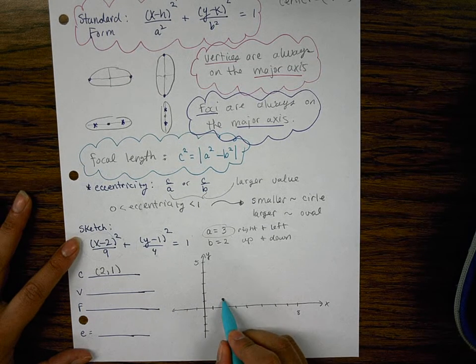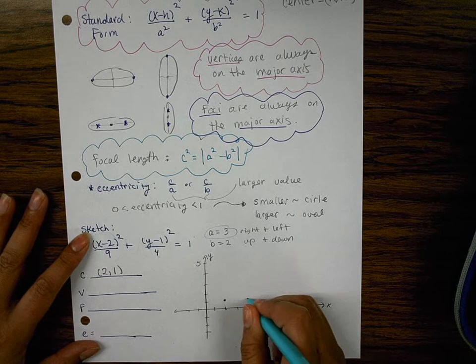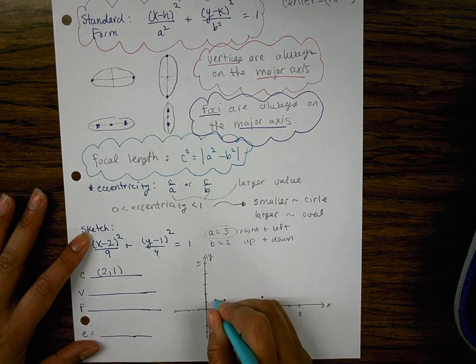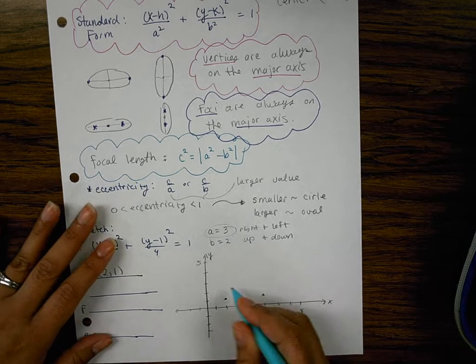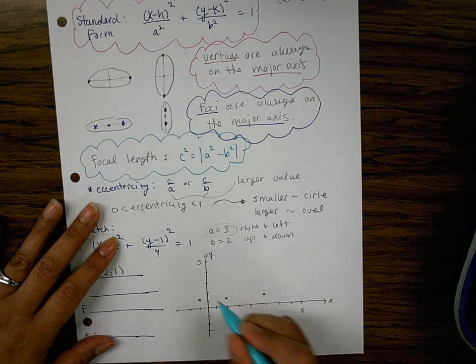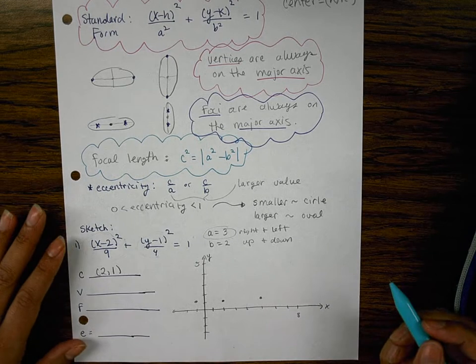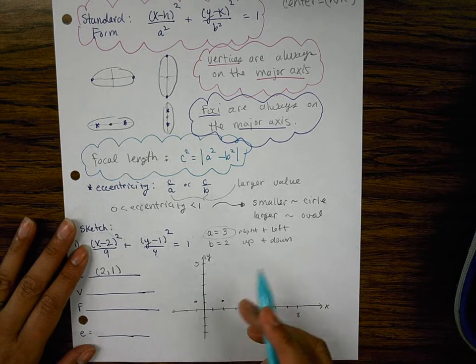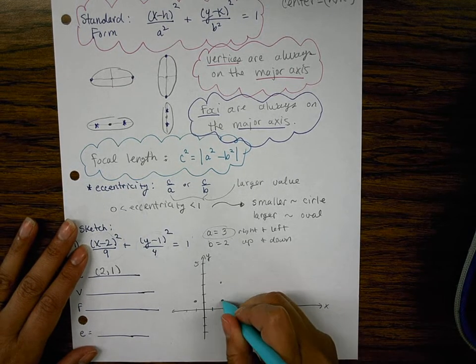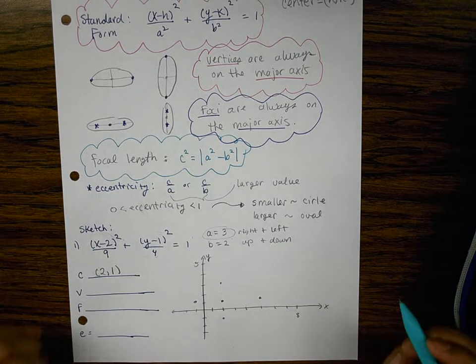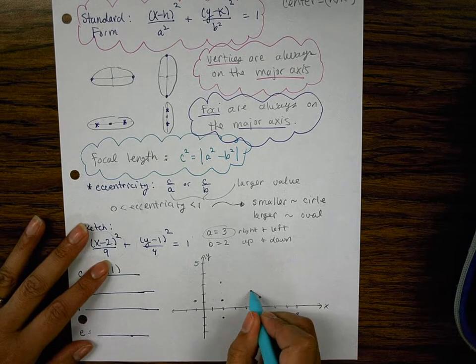Whatever's underneath the x tells me how far I'm going to move in the direction of the x-axis, and that's right and left. Whatever's with the y, which is the 2, tells me the direction I'm going to move in on the y-axis, that's up and down. Okay, so from the center I'm going to move right and left 3. 1, 2, 3. 1, 2, 3.